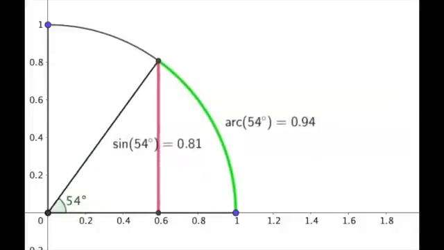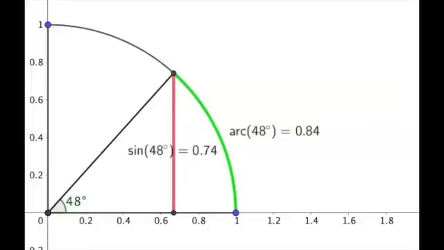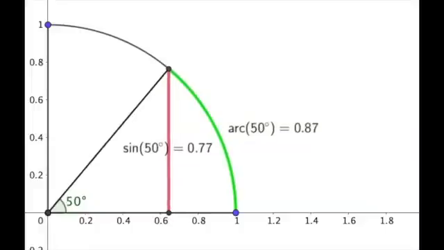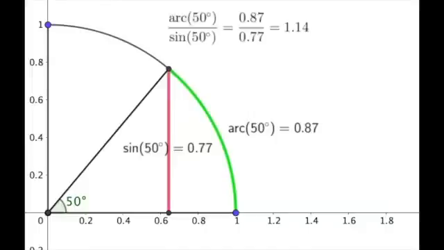And you might say, well, maybe there's some sort of relationship between those. Like when it's a 50-degree angle, the sine is 0.77 and the arc is 0.87. Well, how are those related? It turns out that the arc is about 14% larger than that vertical line segment. And you think, well, maybe that's always true. That would be great. That would help us.